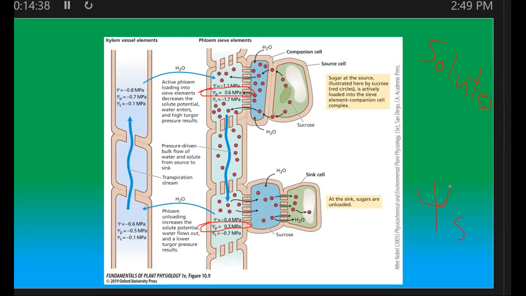Other questions on sugar movement? Yeah, this takes a while to sink in. So please spend some time looking over this material.